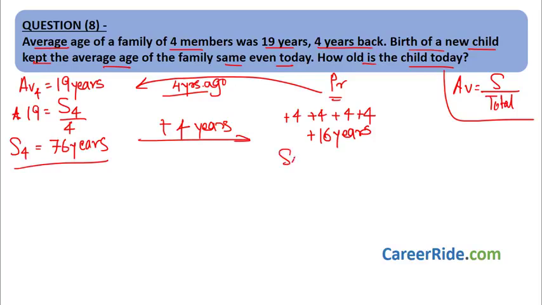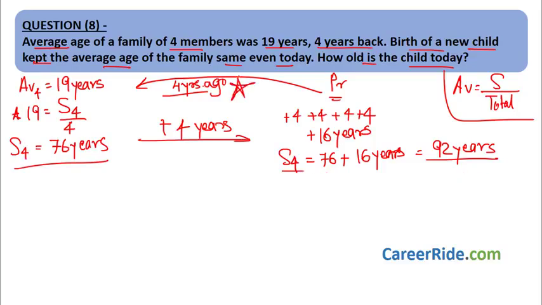So what would be the present sum of ages of all the family members? Very easy, it would be 76 years, that is 4 years back, plus the total increase of 16 years. How much is it? 92 years, right? 76 plus 16, 92 years. This is the sum from 4 years back, plus a 16 year increase, 4 years for each person, so we get 92 years. Now this we know.